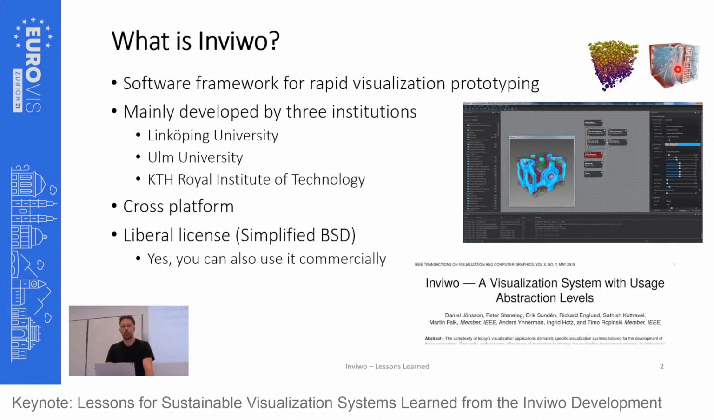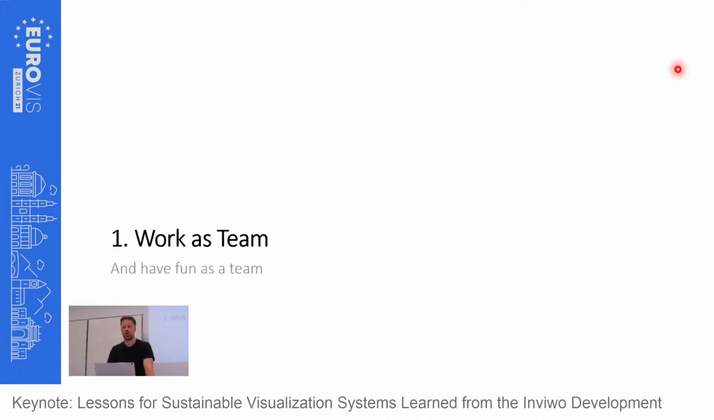And today I'm talking about 6 lessons we have learned from the Inviwo development. Some of them are more basic, still important. Some of them are a little bit more towards the development side of things, and some are more towards the organizational side of things. So the first one is: work as a team. It's very simple, but this is of course the key here. And the key is not just to work as a team, but also to have fun as a team and to cooperate as a team.